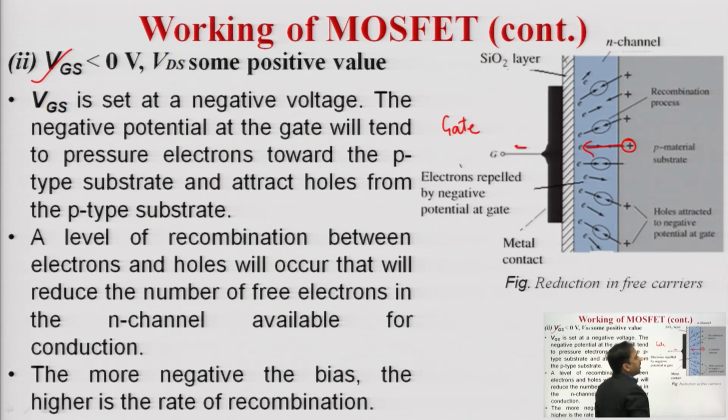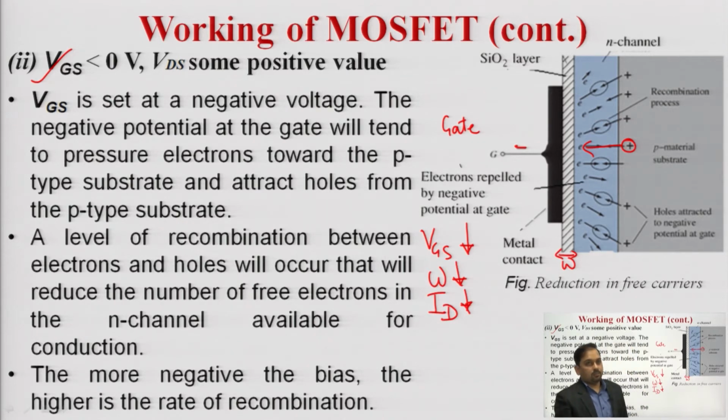Due to this, there is a recombination of electrons and holes in this particular region, due to which the effective width of the channel reduces. That means as VGS is negative, or as VGS increases in the reverse direction, the effective channel width will decrease. As a result, when the channel width is reduced, the current ID decreases.